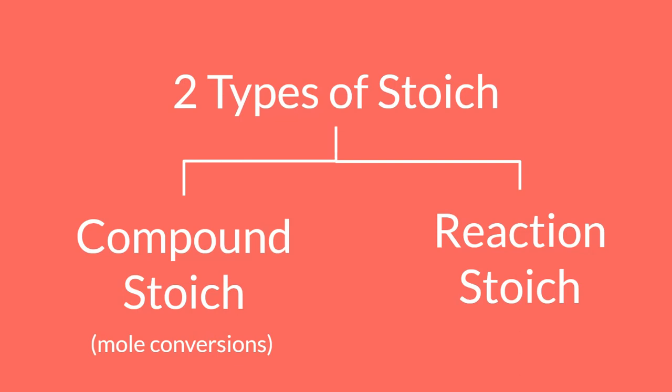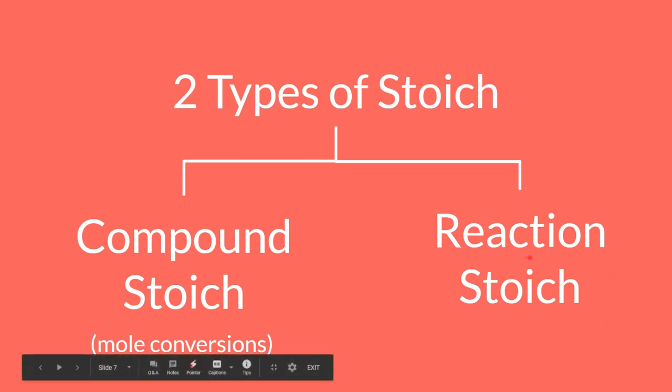There are 2 different types of stoichiometry. The first type is called compound stoich, and you actually already have mastered this. I call it mole conversions, but it's actually a form of stoichiometry called compound stoich. So you will be using this information, your expertise on this, to help you with the second type of stoich, which is reaction stoich.